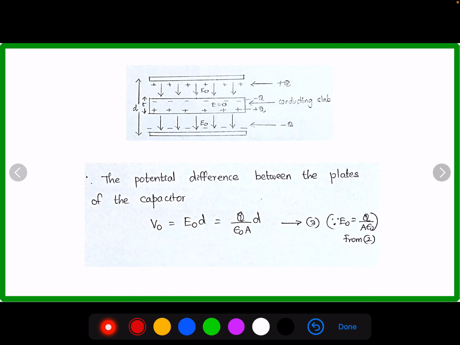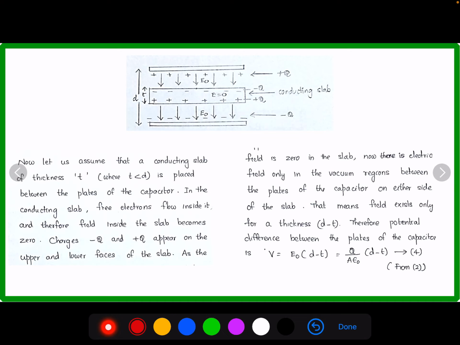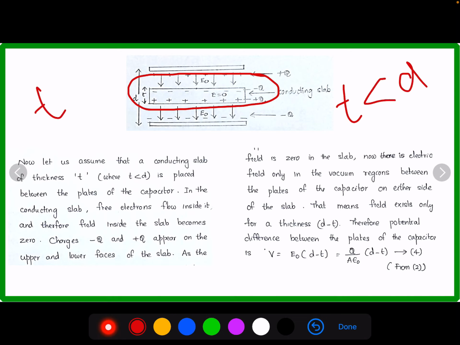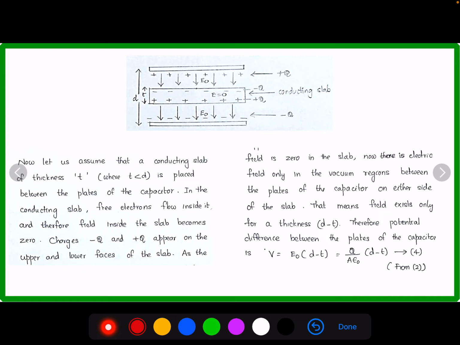Now, we have introduced a slab of thickness t in between the plates of the capacitor, where the thickness t is less than the distance between the plates, that is t is less than d. If you see that picture, clearly you can see the upper plate has a charge plus Q, the lower plate has a charge minus Q, the distance between the plates is d, and the thickness of the slab is small t.